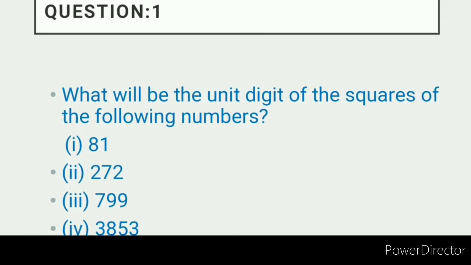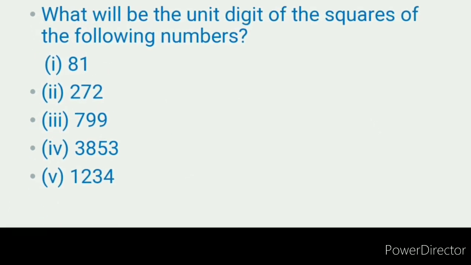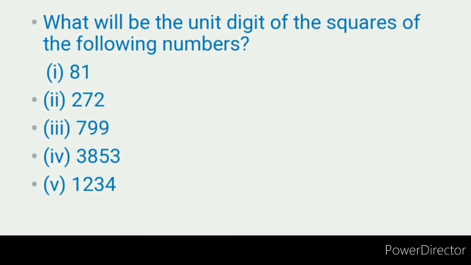Question 1. What will be the unit digit of the squares of the following numbers? Here they are given some set of numbers. They are not asked to find the square of these numbers. Understand the question. Read the question properly. What will be the unit digit of the squares? For that, you do not need to take the square of the whole number. Just take the square of the unit digit only. That's enough.